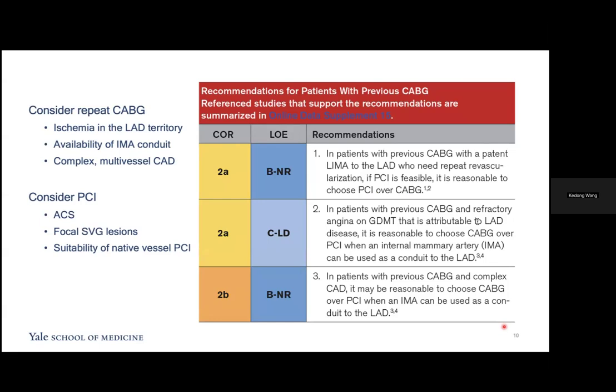Instances where you would consider PCI over repeat CABG are in the setting of ACS, if there's a focal SVG lesion that's amenable to revascularization, and importantly, if the native vessel is suitable for PCI.